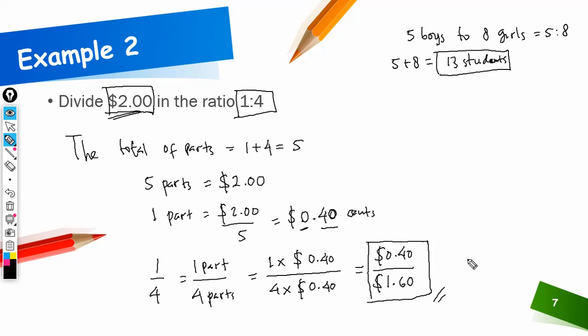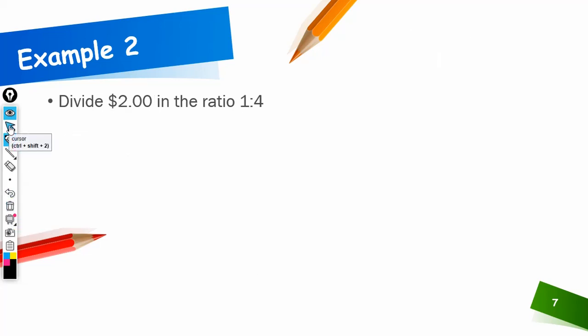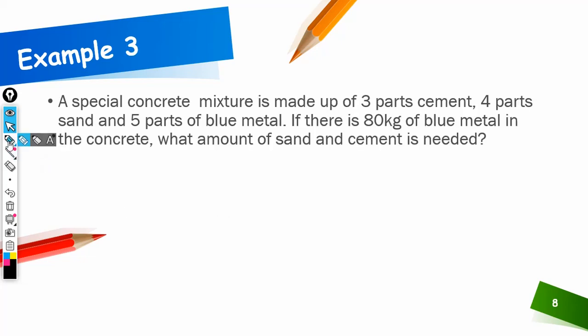Okay, or you can write it like this. You can write 40 cents to $1.60. They are the same. Okay, if you have any questions, you can write in the comment section, and we are going to move to the next example. This is going to be the last example I'm going to give you.